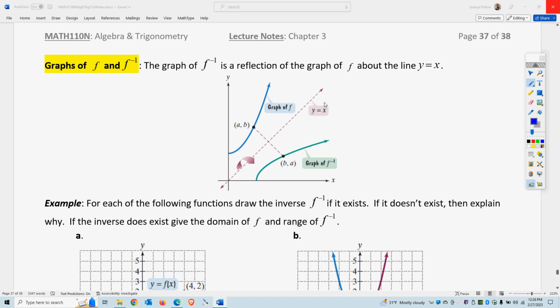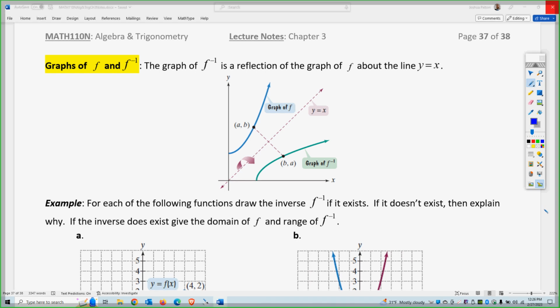So essentially, the y equals x line of symmetry is what you use to visually see that they are, in fact, inverses of each other. Because algebraically, you switched x and y when you solve for the inverse, if it actually existed. So therefore, they should be symmetric on that same line.